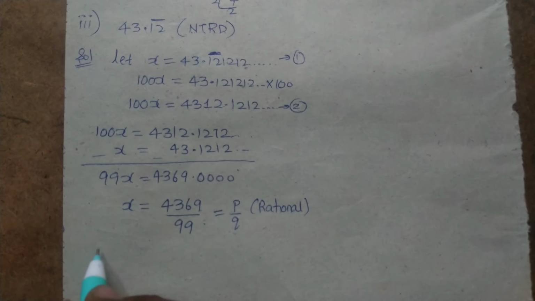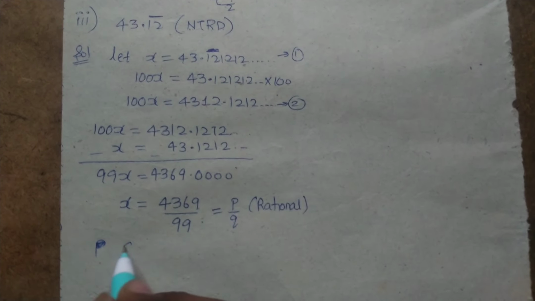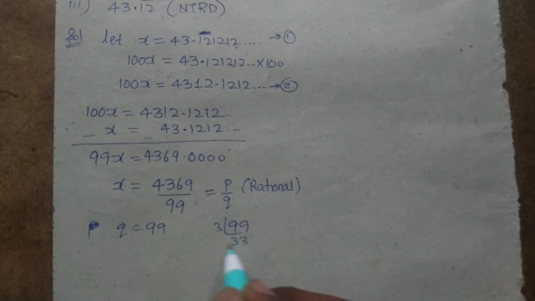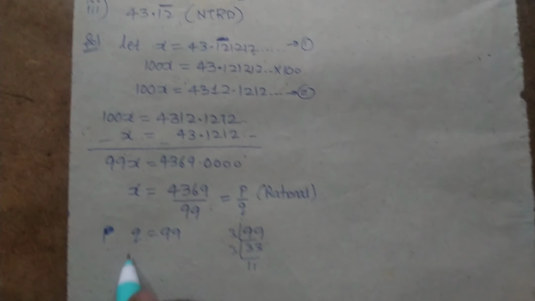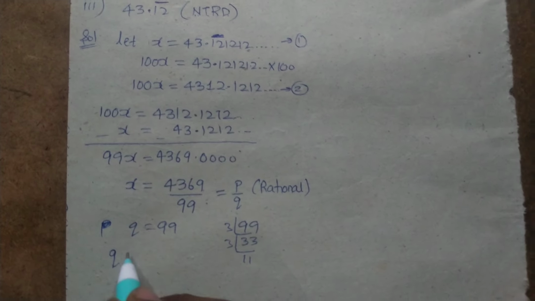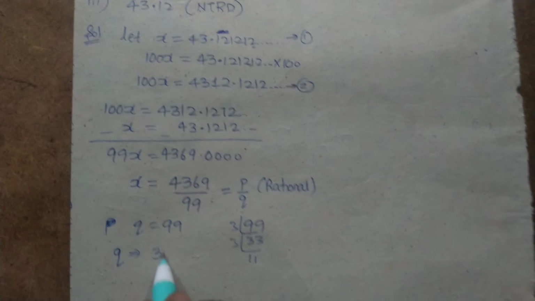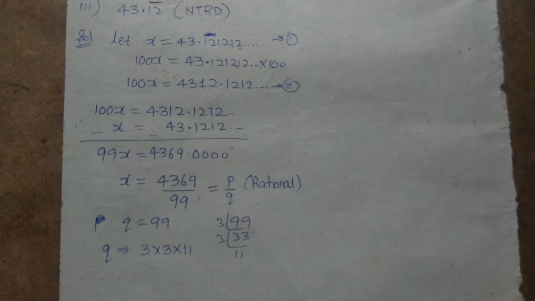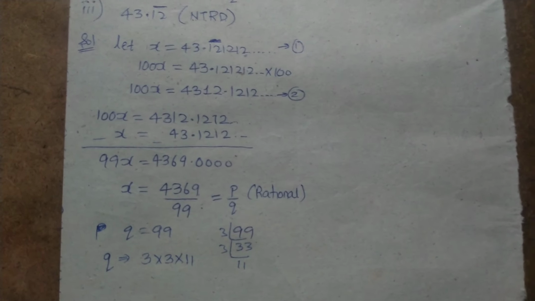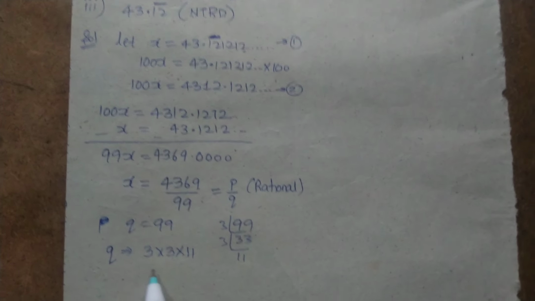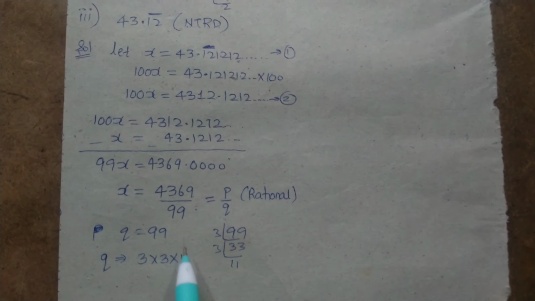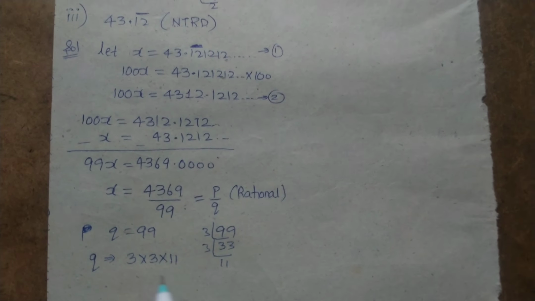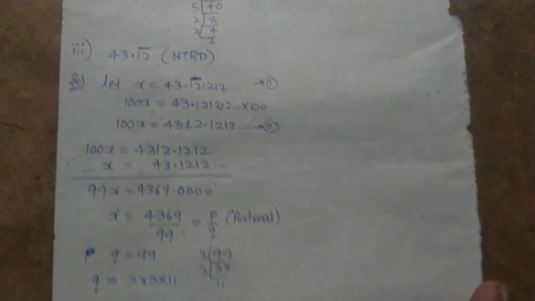Clear? And now here what is the q? The q value here is equal to 99. So now you can do LCM. 3 3s are 9, 3 11s are 33, right? So what are the prime factors you are able to get here for q? Okay, prime factors for q are 3 into 3 into 11. That means 3 and 11 are the prime factors for q. Do you get 2 and 5? No. That means what do you observe here? The prime factors of q, that is 99, are 3 and 11 but not 2 and 5. Okay, this is what you have to write.